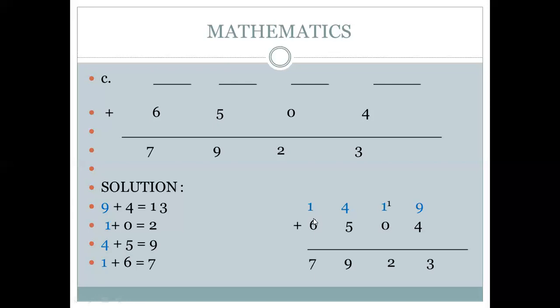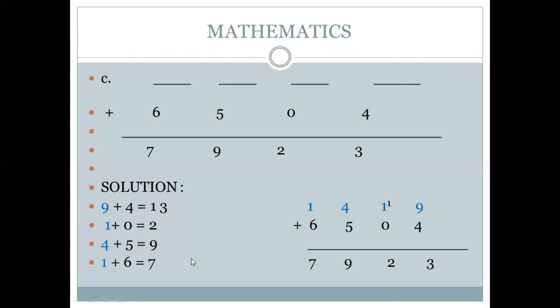Now come to the third number. In the answer 9 is given and above 9 there is 5. The missing number. What do we add to 5 to get 9? Yes, very good. 4 plus 5 is 9. It means our missing number is 4. Come to the last one. It is also very easy. 6 is given and the answer is 7. What do we add to 6 to get 7? 1. 1 plus 6 is 7.